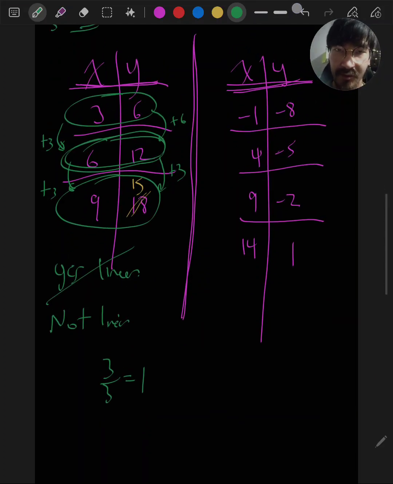Anyways, next table here. I wonder if this tab thing will show in the recording. All right, hopefully not.